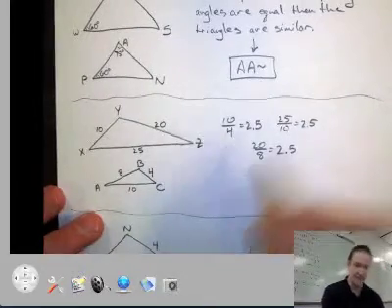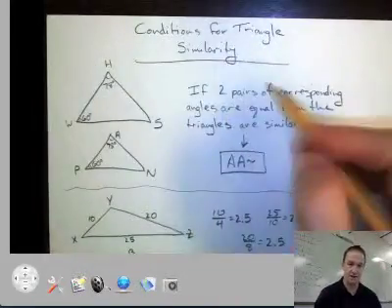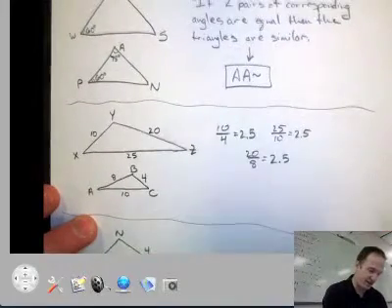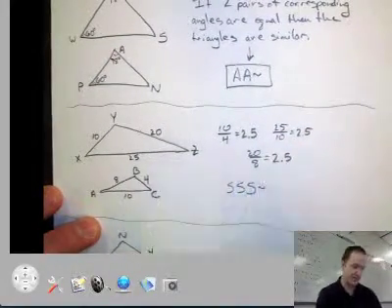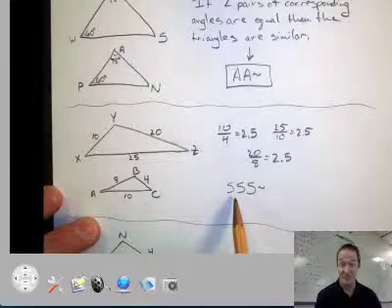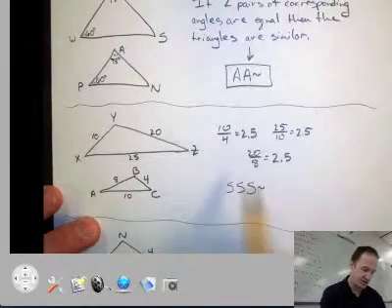And rather than writing out that big long sentence, kind of like we did up here, the way we abbreviate that is side, side, side, similarity. So these S's just mean that we have side ratios that are the same.